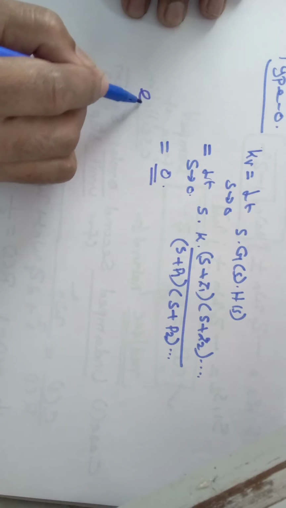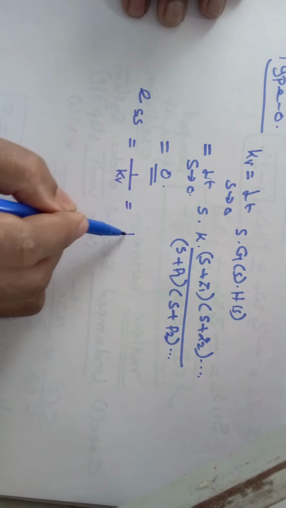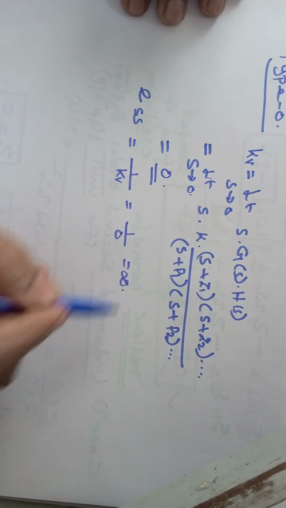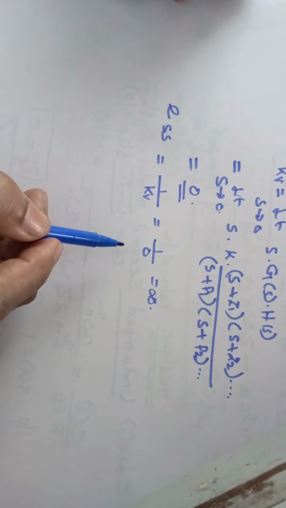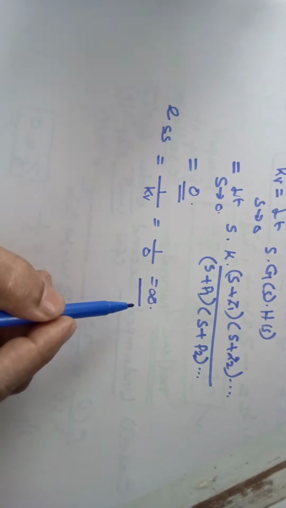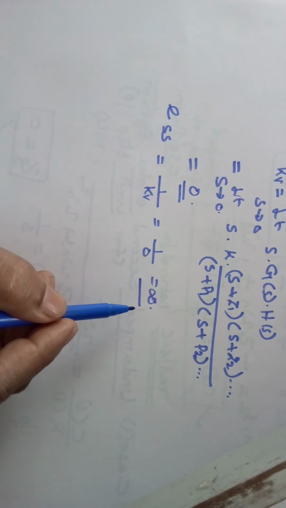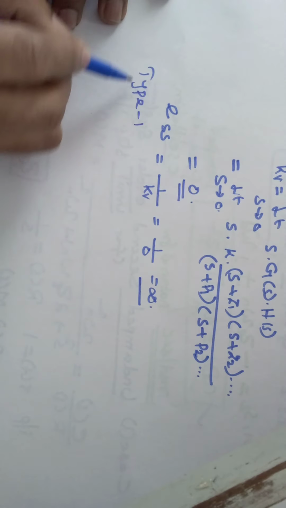Therefore your steady state error ESS is equal to 1 by Kv, that is equal to 1 by 0, that is equal to infinity. Understood? Therefore we can conclude that for a type 0 system, when the input is a unit ramp signal, the steady state error is infinity. For a type 1 system, let us see.